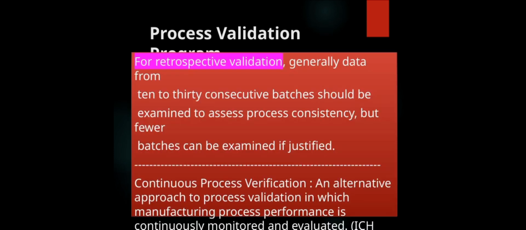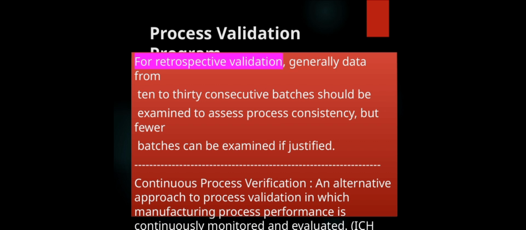Let's talk about the process validation program. When it comes to retrospective validation, the general approach is to examine data from around 10 to 30 consecutive batches. This helps us assess how consistent the process has been over time. Of course, if there's a justified reason, fewer batches can be reviewed, but the goal is to get a good sense of process stability.